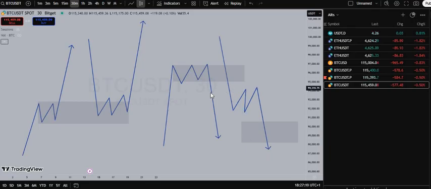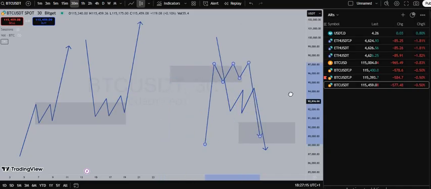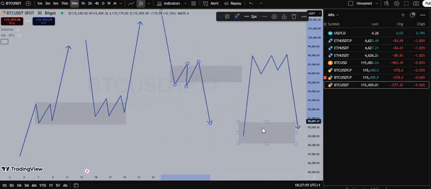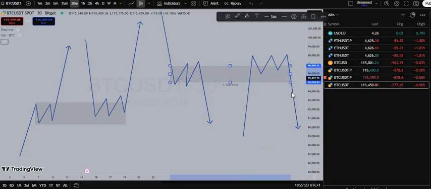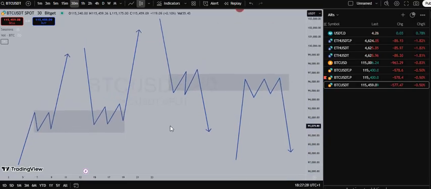Why? Let me illustrate it this way. So for me, I only look at rally base rally and drop base drop.